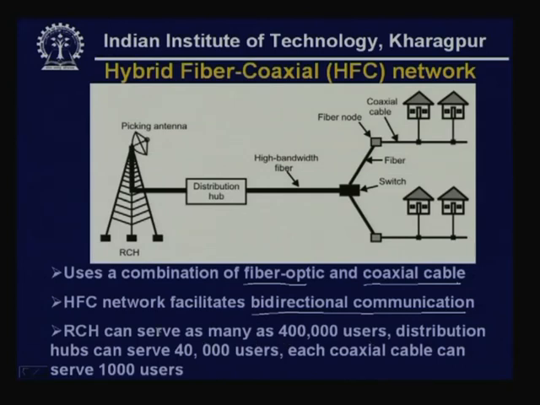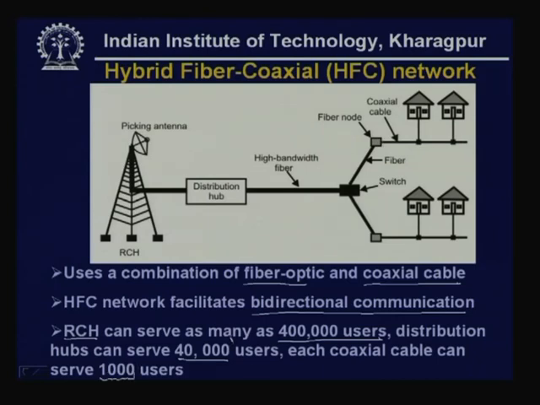As you can see, a single regional cable head can serve as many as 400,000 users. From the RCH, it can go to several distribution hubs, and altogether 400,000 users can be served, and from each distribution hub 40,000 users can be provided service. On the other hand, each coaxial cable coming out from the fiber node can be used to serve about 1000 users.